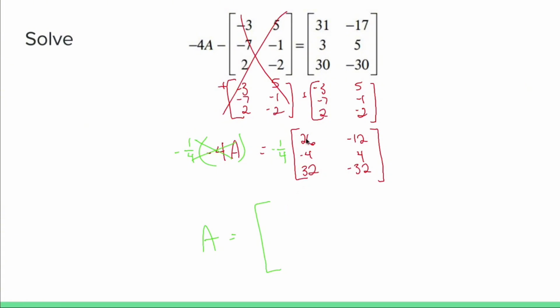What will that be? That'll be 6.5. Negative 6.5. You'll become 3. You'll become 1. You'll become negative 1. You'll become negative 8. And you'll become positive 8. All right. So yeah, not so bad. Not so bad at all, as the one song says.